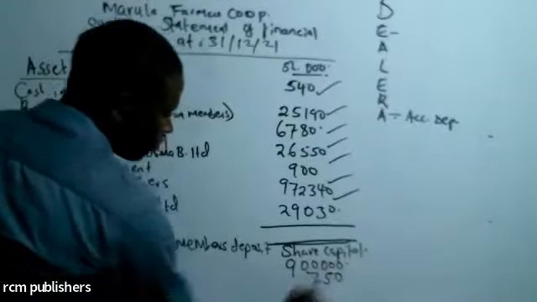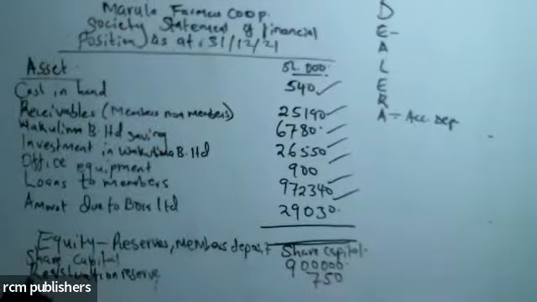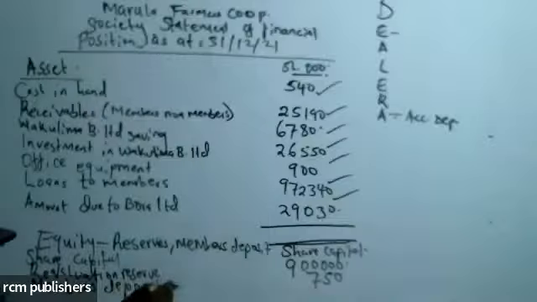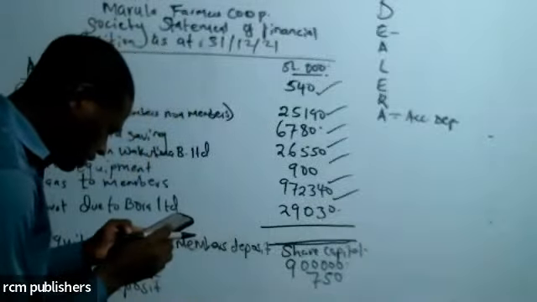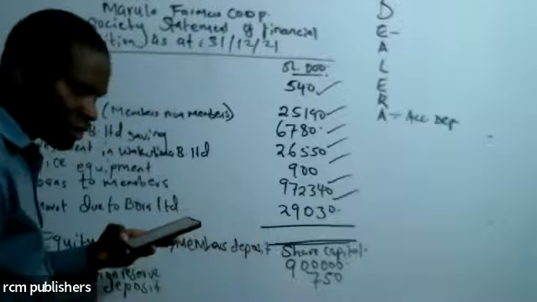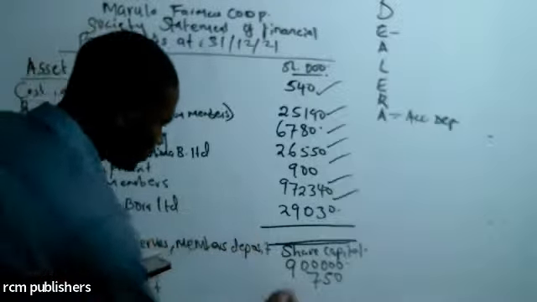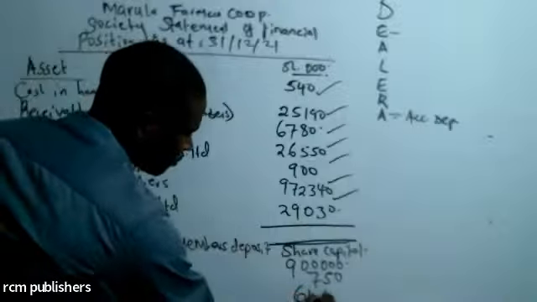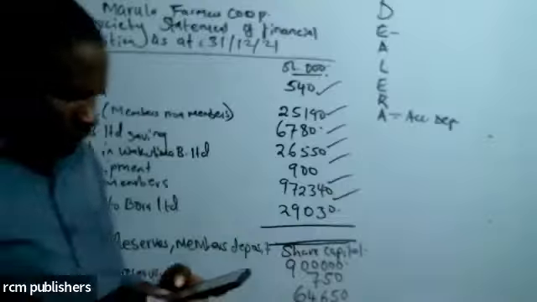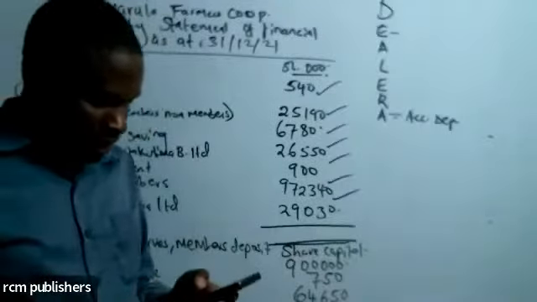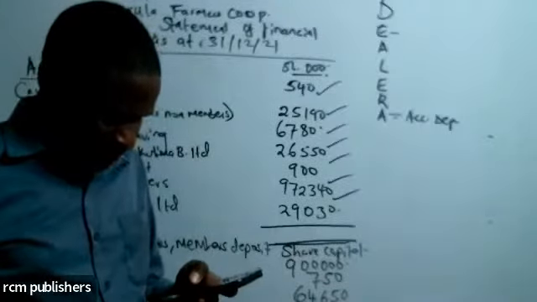$750. Members deposits. Somebody said this. Members deposit. How much is the members deposit? 64,650. Is that the root? 64,650. Aha. Ni gani ingine tuko nayo pale?